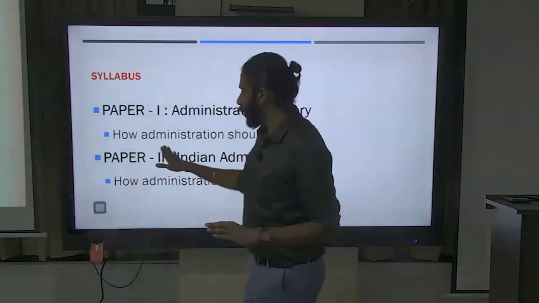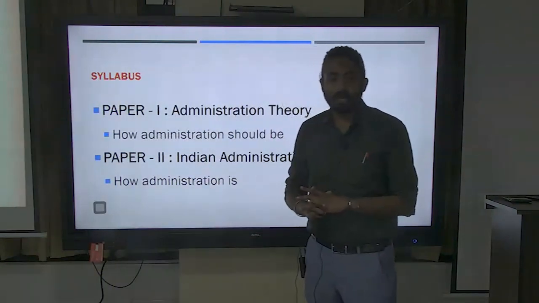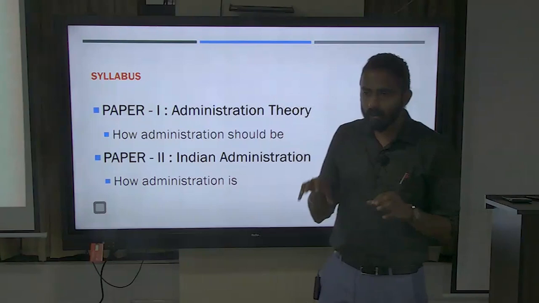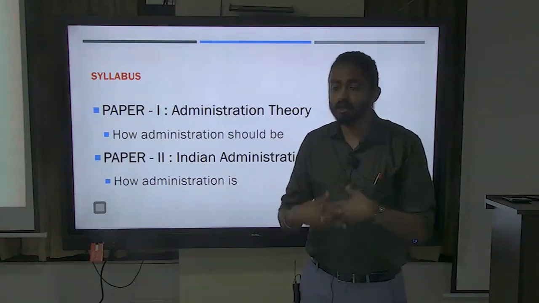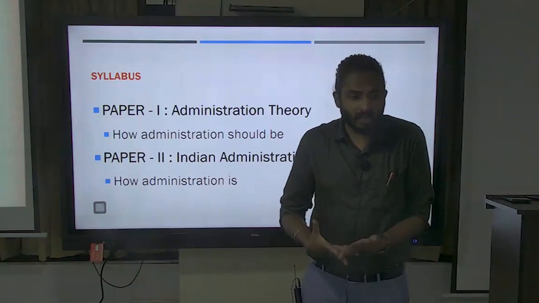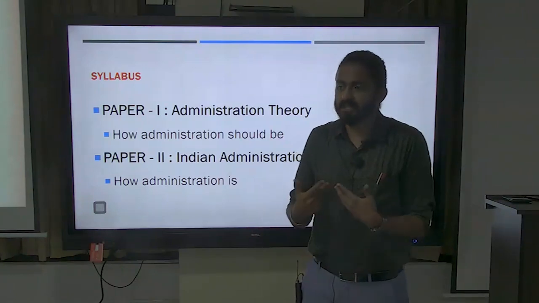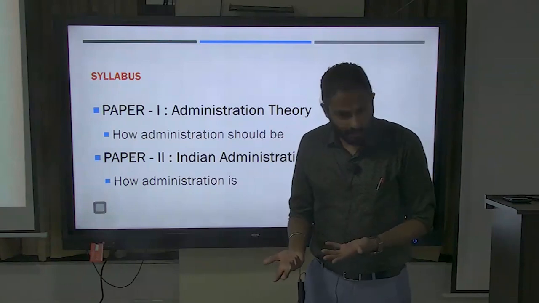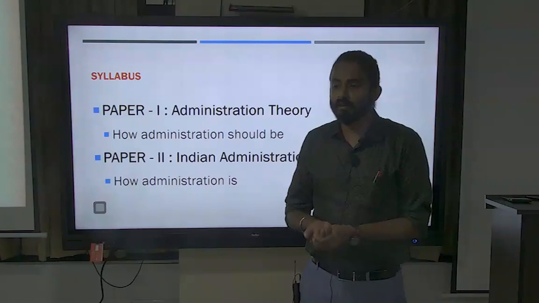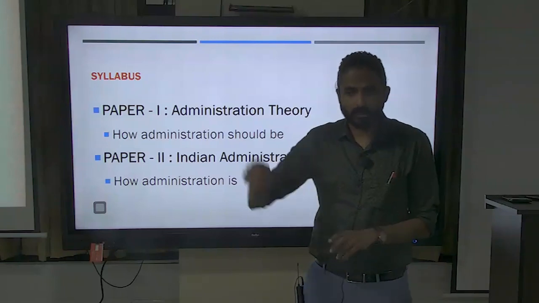And in paper two, we will deal with Indian administration. What we do in India as administrators, what are the things you are doing in India? How is financial administration happening in India? How are civil services recruited in India? Then how PSUs are managed in India? Then there is a chapter on union government. What is union government? Central government.